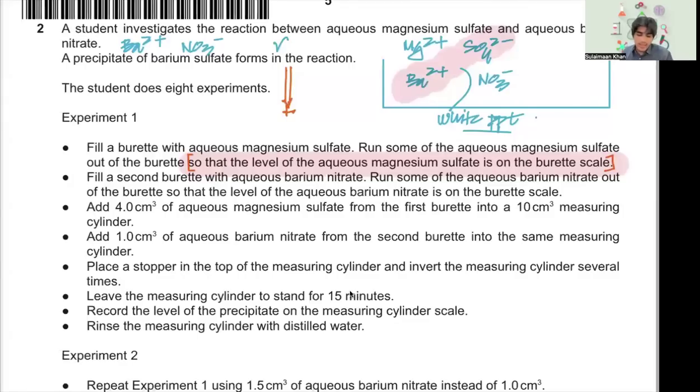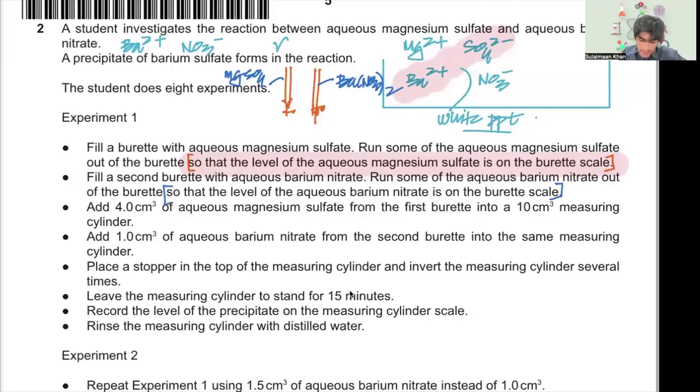Okay. Now it says fill a second burette with aqueous barium nitrate. Oh, that's kind of an interesting experiment. Okay, you've never seen anything like this, but we are seeing it now. So he has filled one with magnesium sulfate aqueous and one with barium nitrate aqueous. Barium sulfate is obviously insoluble.